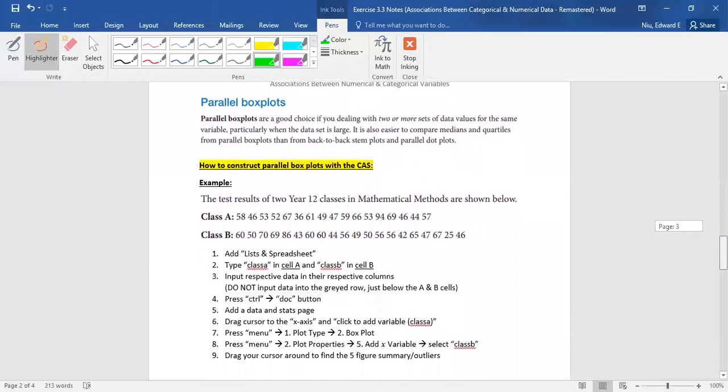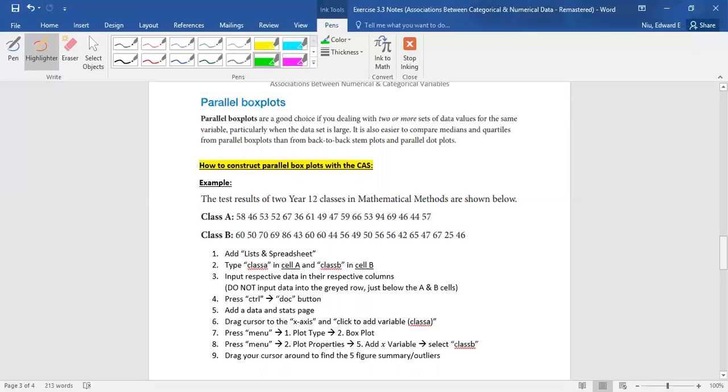Parallel box plots is another great way to represent numerical data. This sort of stuff you're probably going to see on an exam at the end of the year because of all the, I guess, the 5 figure summary that's included, the IQR, the fences, outliers, all of that sort of stuff can be included in a parallel box plot. So that's why the VCAA really likes parallel box plots. So make sure we're focusing here.